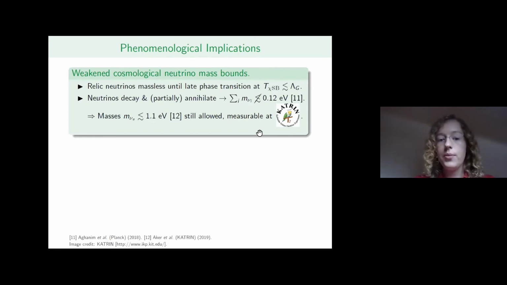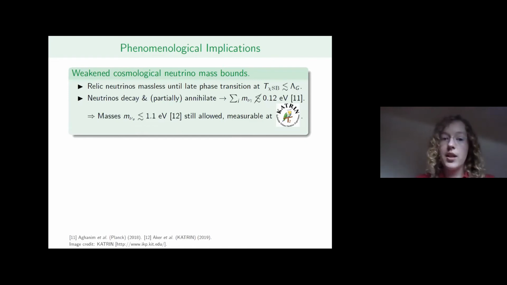And in our case, we could have much larger masses, because the only constraints on the masses that we can trust are the ones from terrestrial experiments like the Katrin experiment, which is a beta decay experiment. So the latest results from Katrin imply that the mass of the electron neutrino has to be smaller than 1.1 electron volt, which means the sum could be around 3 electron volt, which is more than an order of magnitude larger than would be allowed by standard cosmology.